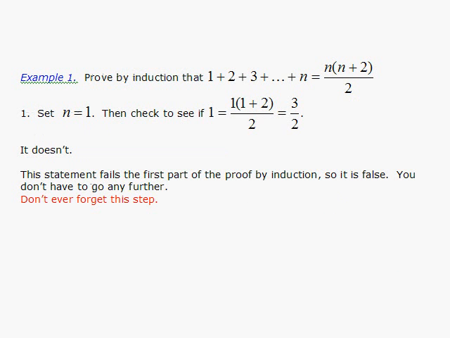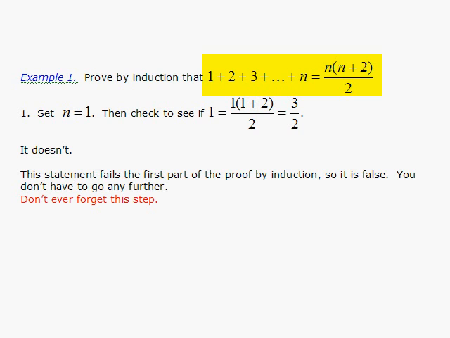Here's an example. Here's the statement. I'm going to say that if I add up all the numbers, 1, 2, 3, 4, all up to n, that's the same as n times n plus 2 over 2. Well, that might be handy, especially if I'm adding the first 164 million. It'd be nice to have that little formula, but I need to prove it's true. It does depend on the counting numbers, on the natural numbers n.